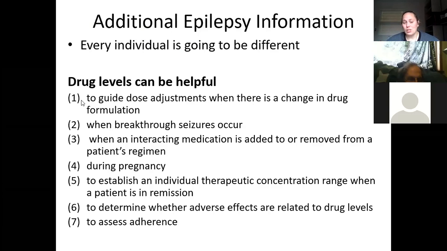You're also going to adjust drug levels when breakthrough seizures occur, and when an interacting medication is added or removed from the patient's regimen. During pregnancy, you're obviously going to have to alter what you are prescribing. You also establish an individual therapeutic concentration range when the patient is in remission, determine whether adverse effects are related to drug levels, and assess adherence. So these are all things that need to be taken into account when you're prescribing any of these anti-seizure medications.